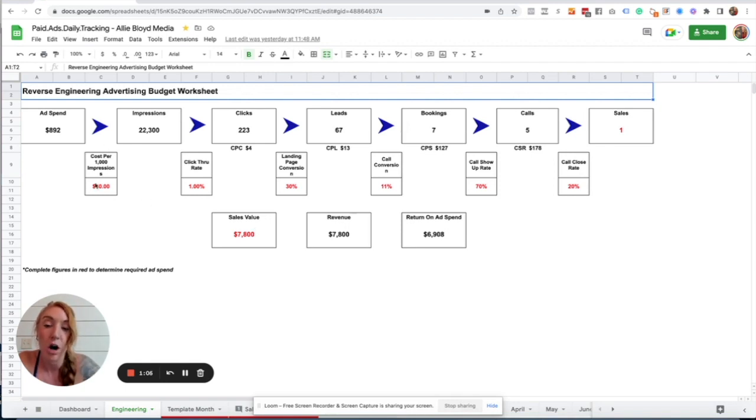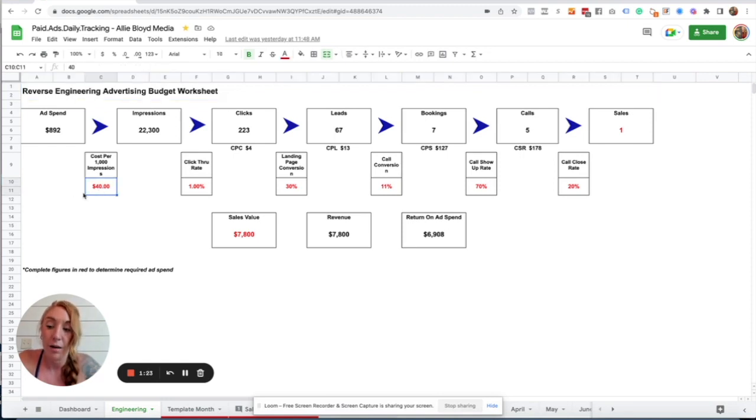So we start here with the cost per thousand. A cost per thousand, or CPM, is going to tell you how much it costs to reach 1,000 people. This number can vary depending on the size of your audience. Sometimes your warm audience is going to be a higher CPM because it's a smaller audience, but on average, you can really get away with up to a $40 cost per thousand. However, we'll take a look at what it looks like if that CPM decreases, which is ultimately what you want. This is also based on a minimum 1% click-through rate, a 30% landing page conversion rate, an 11% call conversion rate, a 70% show-up rate, and a 20% close rate.